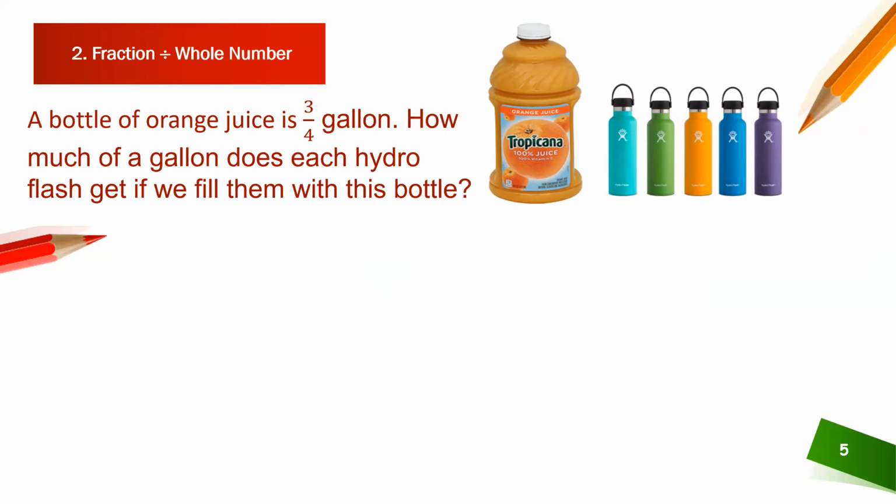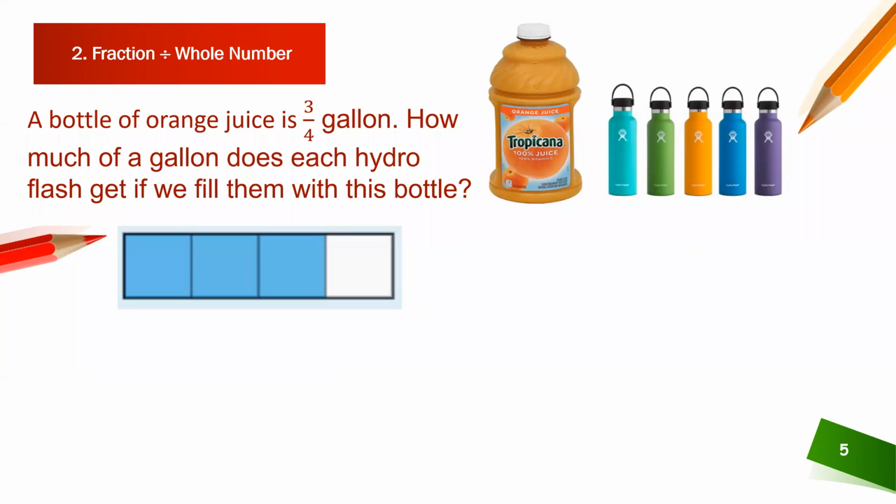Okay, so this bottle of orange juice right there, I have confirmed that it's 3/4 of a gallon. How much of a gallon does each one of these bottles get if we take the whole entire bottle and fill it up? Fill each one of those equally. Okay, so that means 3/4. Let's visualize that. And we want to divide by 5.